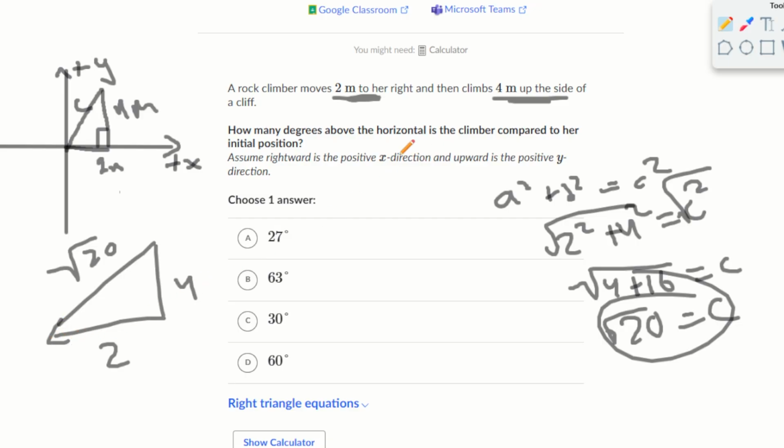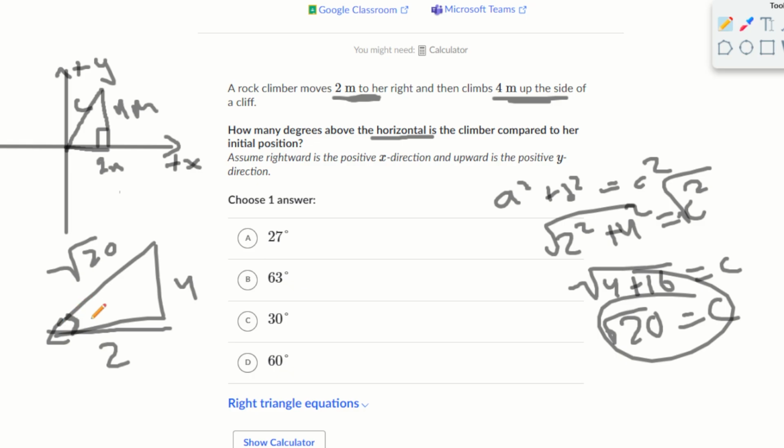And then it's asking us how many degrees above the horizontal is the climber compared to our initial position. So it's saying how many degrees above the horizontal. The horizontal would be the x, so we're going to create our angle between the x and the vertical, and it wants us to find what this value is.